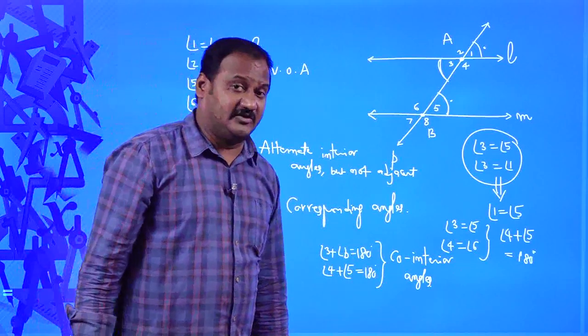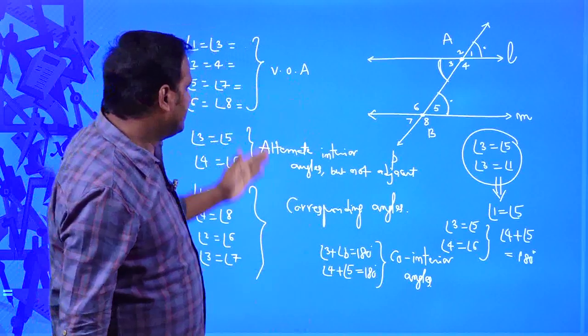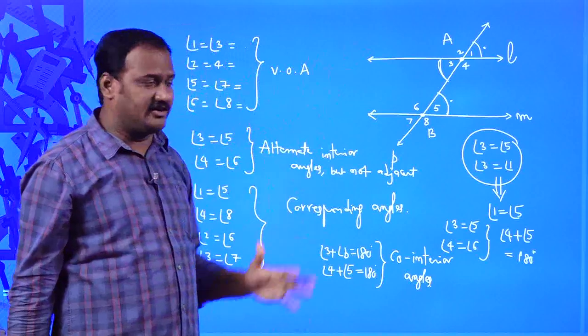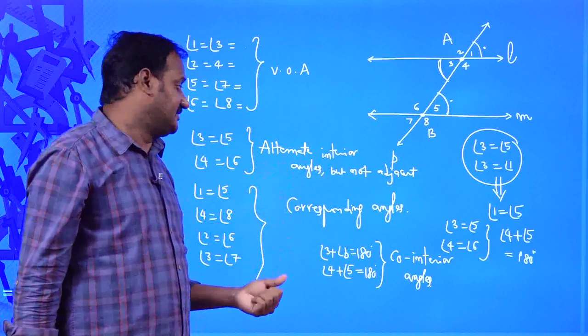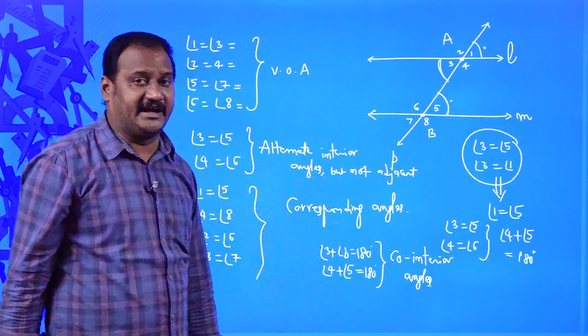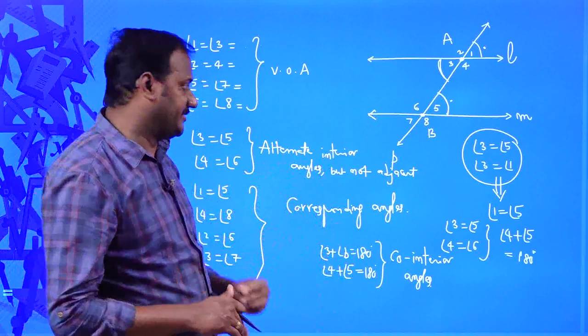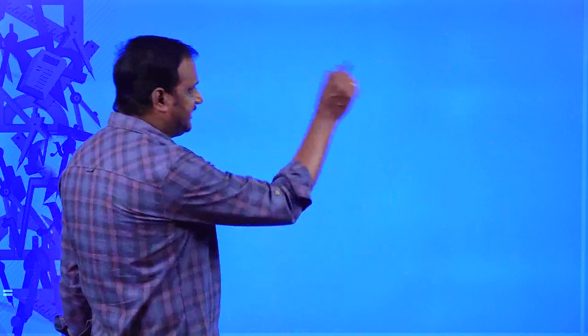transversal properties of parallel lines. So, you will have to remember everything. These are vertically opposite angles, you know that they are already equal, and alternate interior angles, this is a new thing that you need to remember, and corresponding angles also you need to remember, and co-interior angles also you need to remember.